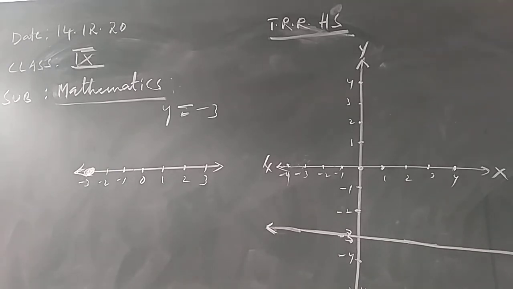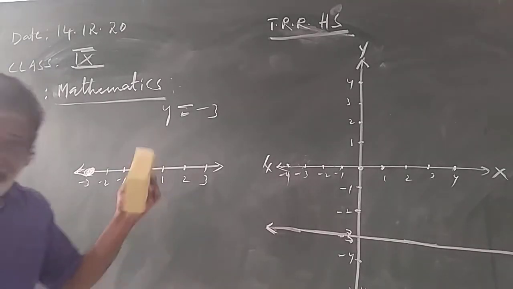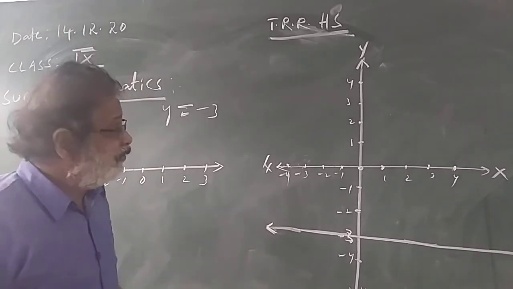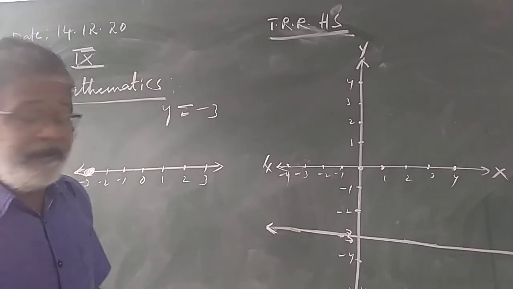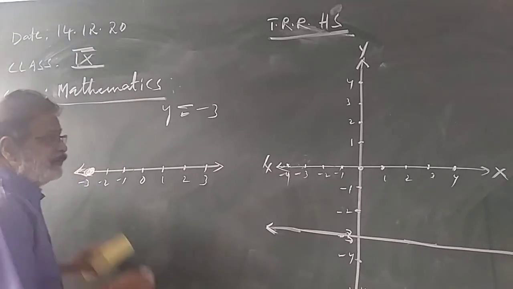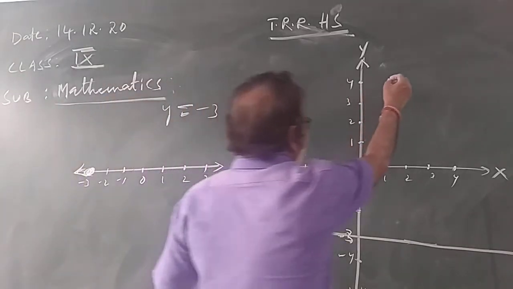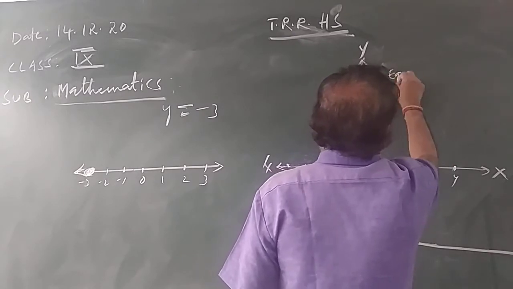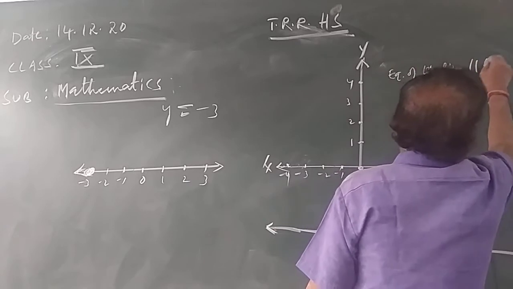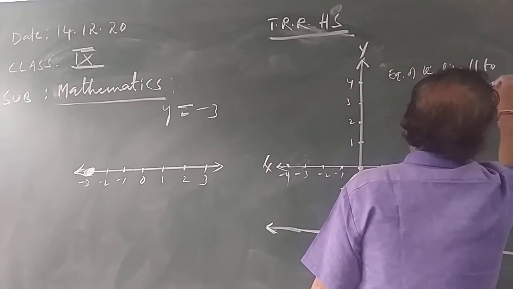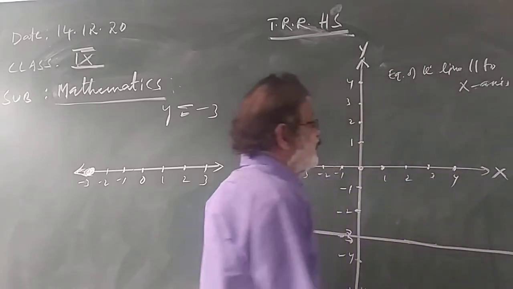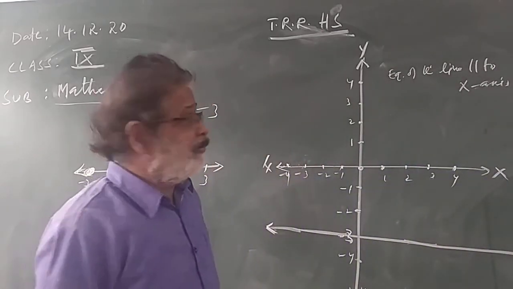So this is the concept I taught in the last class. Okay. So again I revise this. Now what is the equation of the line parallel to x-axis? The equation of the line parallel to x-axis at the distance of k units is y is equal to k.